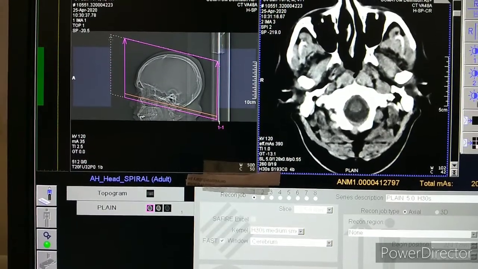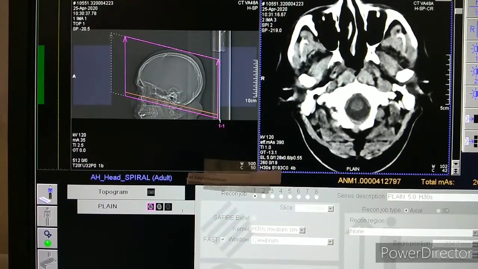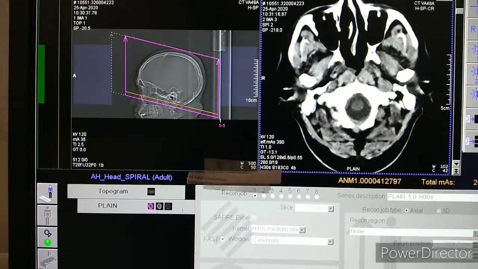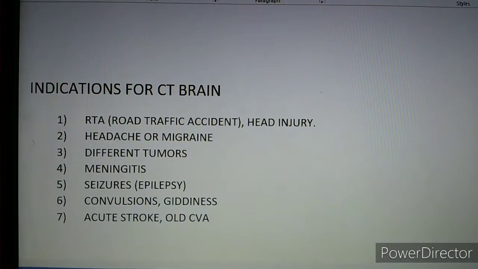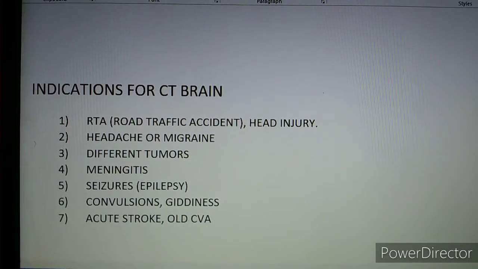Hello friends, our today's topic is CT brain. First we will see the indications for why we do CT brain. So here are the indications.